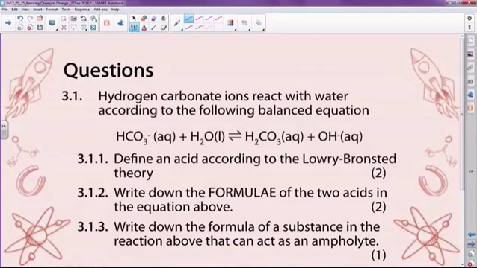It says hydrogen carbonate ions react with water according to the following balanced equation given to us. Define an acid, write down the formula of two acids in the equation, and then write down the formula of a substance in the reaction that can act as an amphiprotic substance. This isn't actually that difficult, so you know what? I'm only going to give you a minute, and your time starts now.